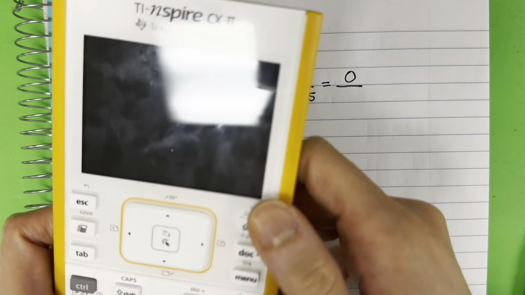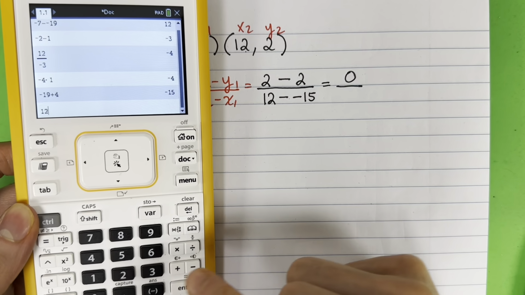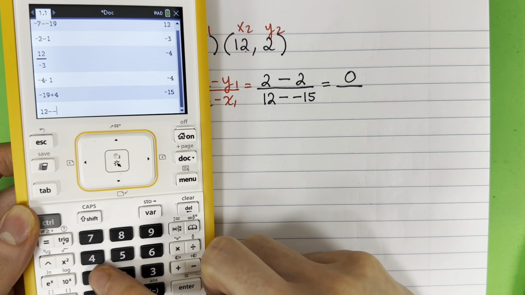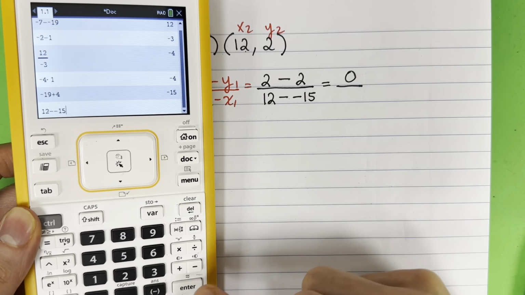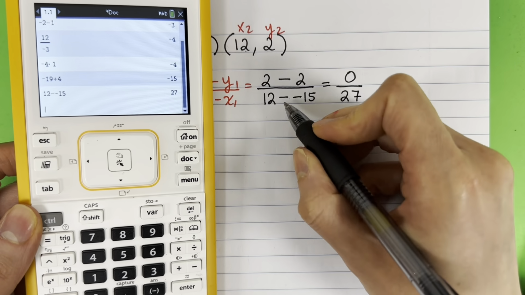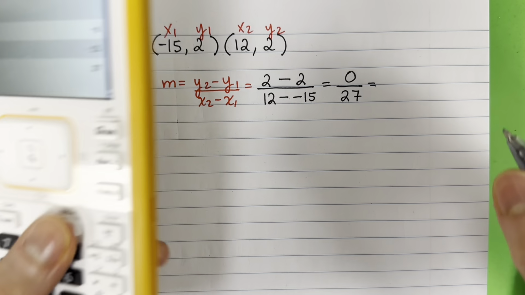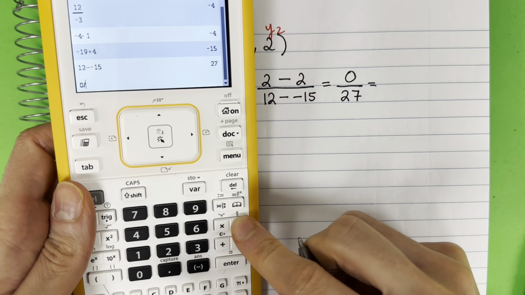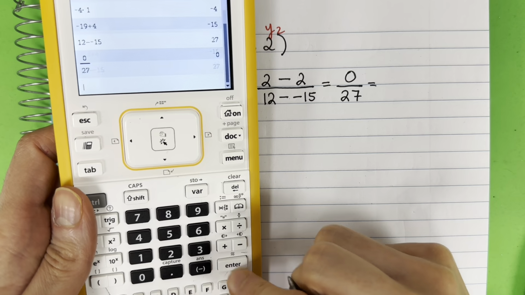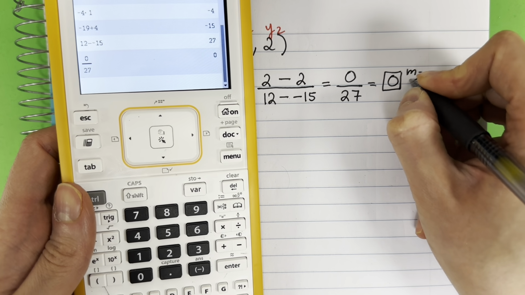Okay, we're going to go ahead and stick that in the calculator. I want to make sure that you know how to do it. So 12 minus -15. Yes, you're going to put it 2 times. 27. So minus is a plus, okay? Put in your calculator, 0 divided by 27. 0. So my slope is 0.